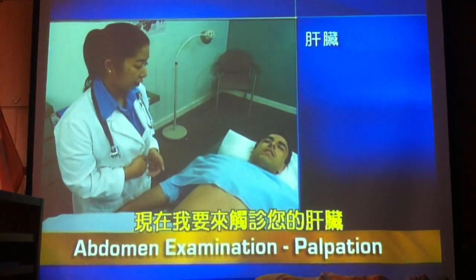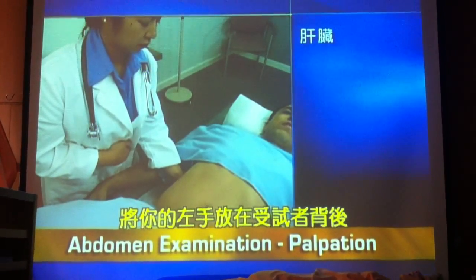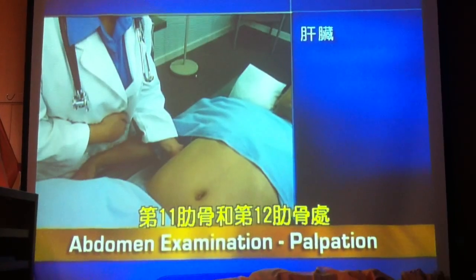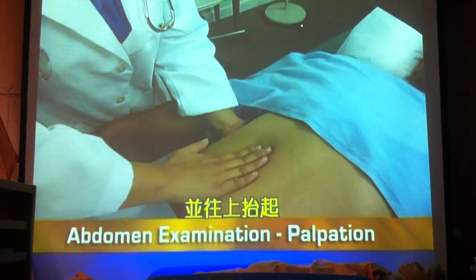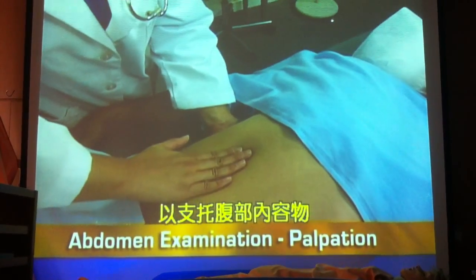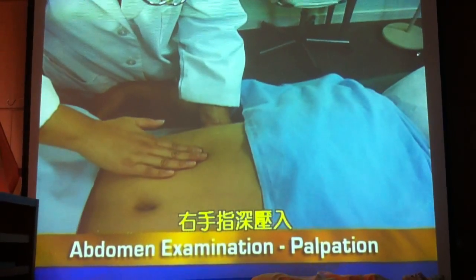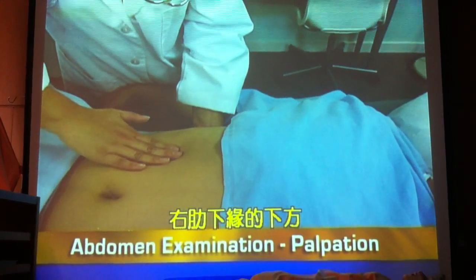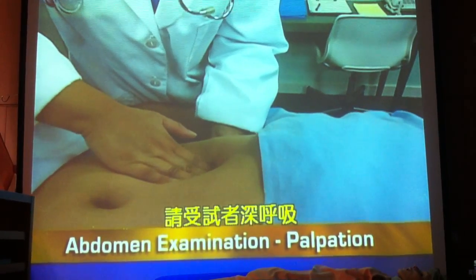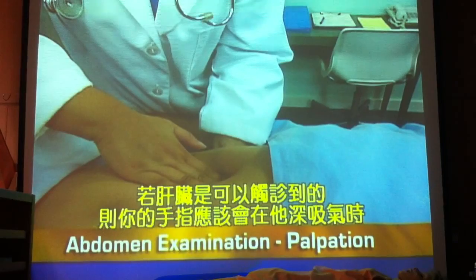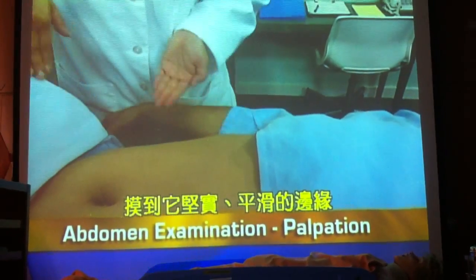I'm going to palpate your liver now. Now palpate for the liver. To support the abdominal contents, place your left hand under the person's 11th and 12th ribs and lift up. With your fingers parallel to the midline, place your right hand on his right upper quadrant. Push down deeply and under the right costal margin. Ask the person to take a deep breath as you palpate. If the liver is palpable, its firm, smooth edge should bump your fingertips during inhalation.